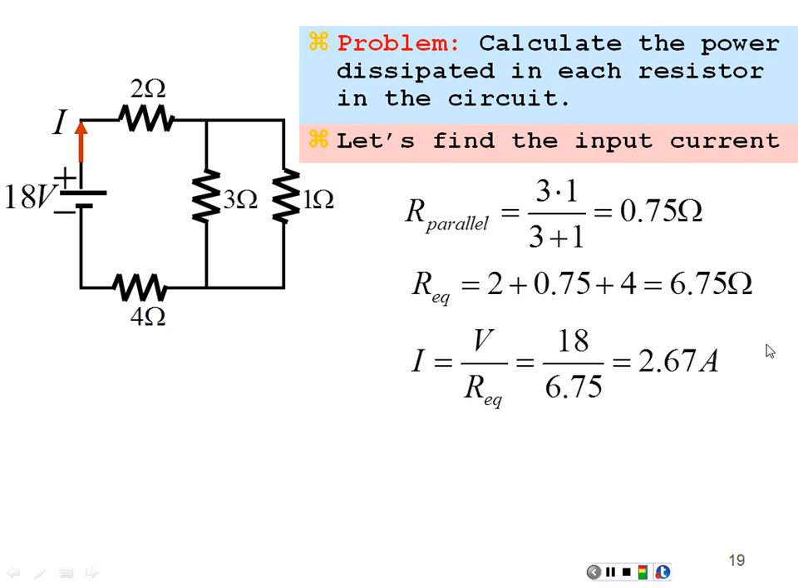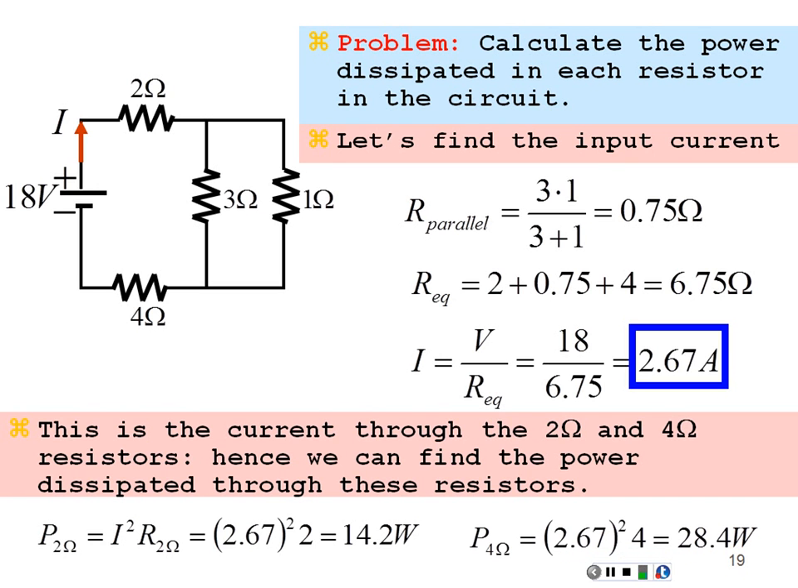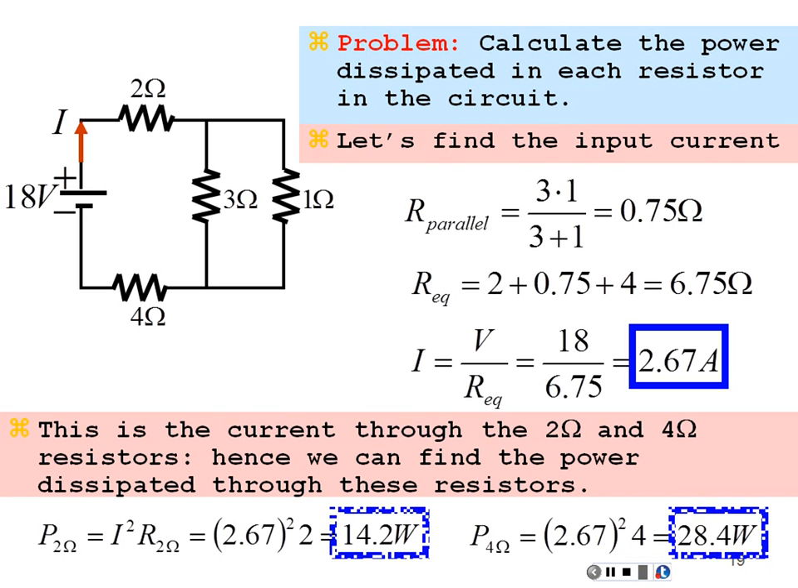So now we know the current going through the 2 ohms and the 4 ohms in particular, and we can calculate the power dissipated in those 2 resistors. That's going to be I squared R, and for the 2 ohms, that's going to be 2.67 amps squared times 2 ohms is 14.2 watts. So that is the power dissipated in the 2 ohm resistor up top. And we're going to have the same current flowing through the 4 ohms. So that's going to be 2.67 amps squared times 4 ohms, 28.4 watts. So we've found the power dissipated in 2 of the resistors so far.